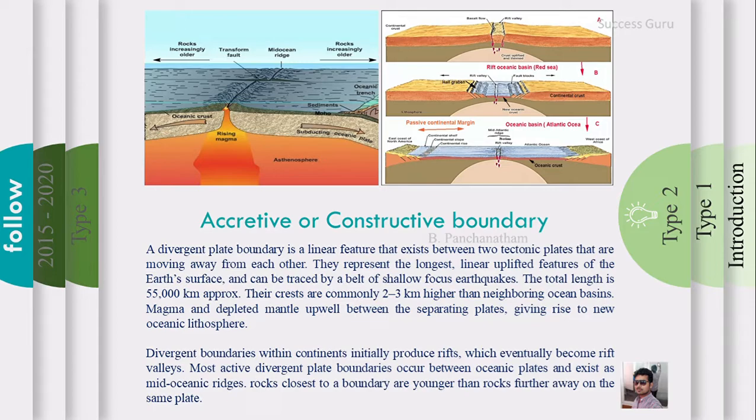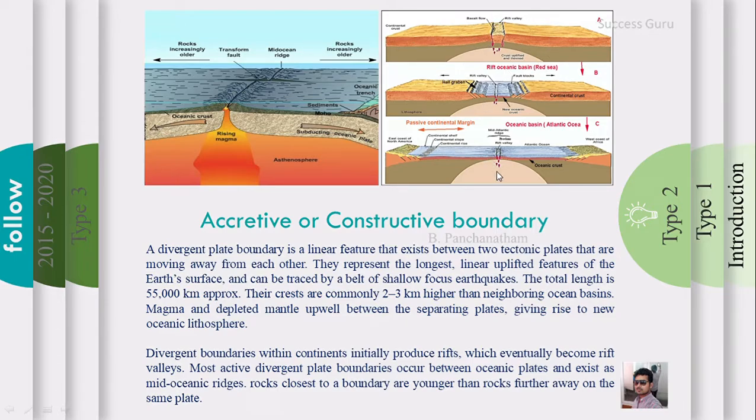Okay, the divergent boundary within the continent initially produces a rift. So if this divergent boundary is in a continental portion, it will produce a rift valley. If it continues, it eventually becomes a sea, and if it continues for a prolonged time, that will become a mid-oceanic ridge. So these are the three different stages from the continent side to the ocean.